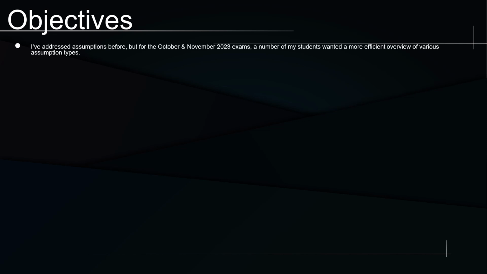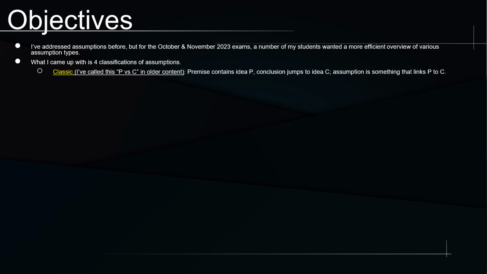So I want to start by saying that yes, I have addressed assumptions before, but for the October and November 2023 exams, a number of my students wanted a more efficient overview of various assumption types. They didn't need in-depth lessons on each one, but they just wanted to have an overall picture of how I saw the assumption landscape so that they could learn when to shift gears or focus on one way versus another to categorize assumptions, that sort of thing. And so in response, what I came up with is four classifications of assumptions.